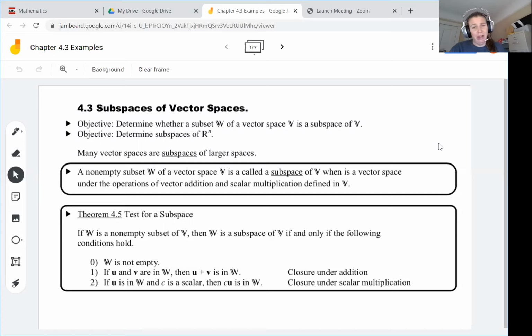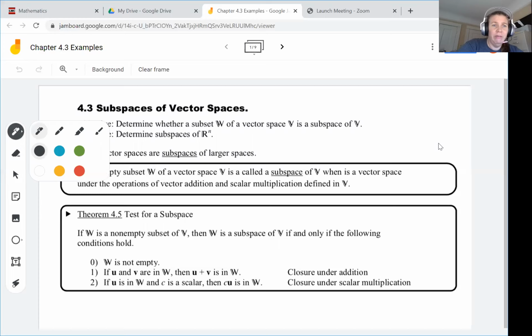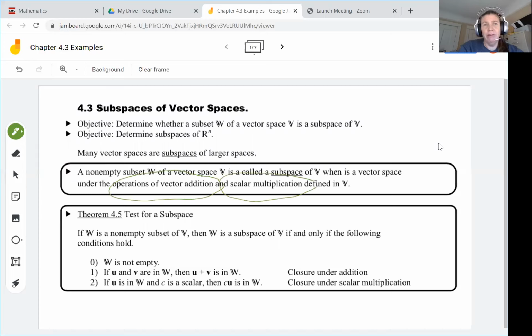So we say a non-empty subset W of vector space V is called a subspace of V when it is a vector space under the operations of vector addition and scalar multiplication defined in V. So our same operations we've been working with, vector addition and scalar multiplication.